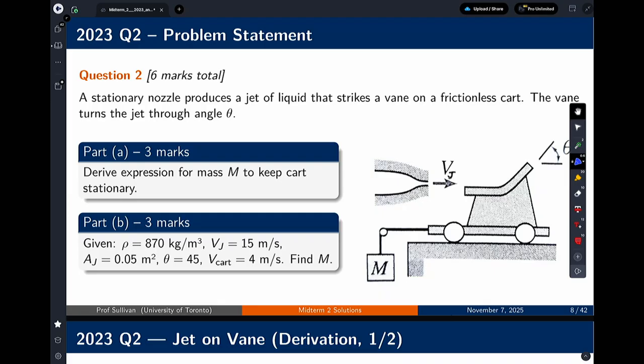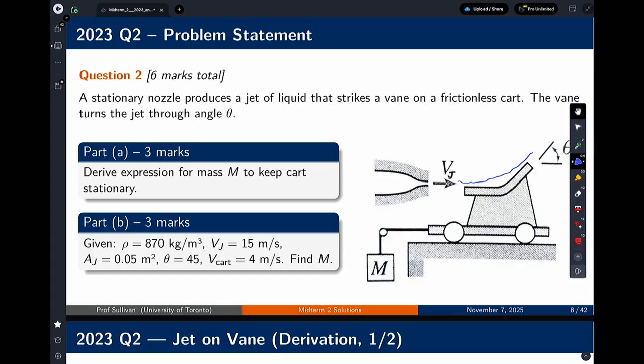Question 2 tends to be this particular type of question where you have moving carts. If you look back at the discussion that we had in lecture 19, I did a couple examples looking at moving carts. It's very similar. But here you're asked to find an expression for mass m to keep the cart stationary. Stationary nozzle produces a jet of liquid that strikes a vane on a frictionless cart. The vane turns the jet through an angle theta. So angle theta is here, velocity, and all you have is fluid going around it.